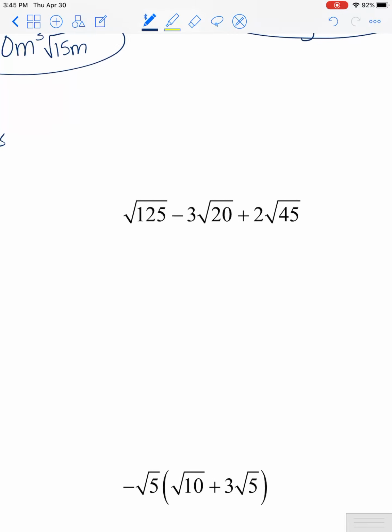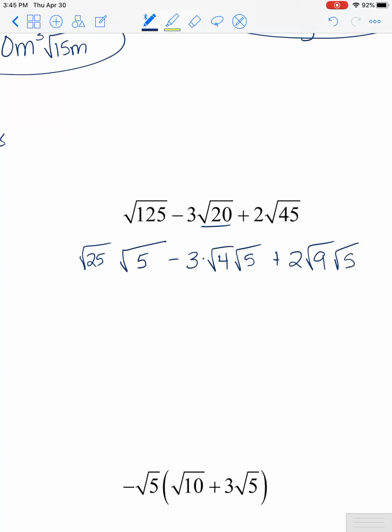All right, with this one, it looks like I'm going to have to split up radical 125. So I can split that up into 25 and 5, minus 3 times, I'm going to split up radical 20 into 4 times radical 5, plus 2, and I can split 45 up into radical 9 and radical 5. So I had to split these up. And if you notice, there's some like radicals in here. So let's go through and simplify.